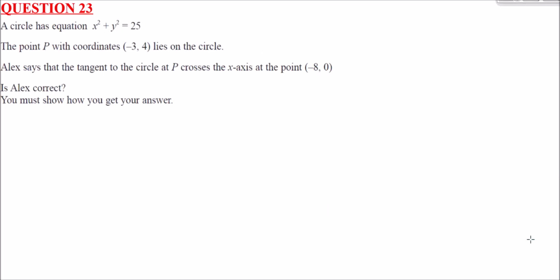Question 23, in my opinion, this one's the hardest question on the whole paper, harder than the last. We're told a circle's got equation x squared plus y squared equals 25. So let's begin with this. I would say we need to draw out the circle, sketch it, then we can picture the problem better. So let's draw a circle on coordinate axes.